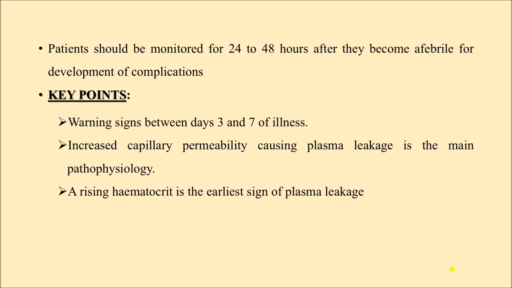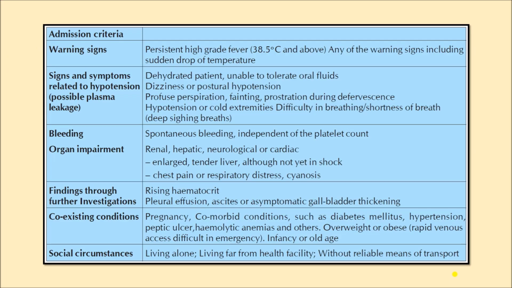Patients should be monitored for the next 24 to 48 hours to see whether they have become afebrile, that means there is no fever, and whether any complication is developing. We have to remember certain key points: warning signs develop from day 3 to day 7, and increased capillary permeability causing plasma leakage is the main pathophysiology during the critical phase. A rising hematocrit is the earliest sign of plasma leakage. All these features must be considered, and they are very important.